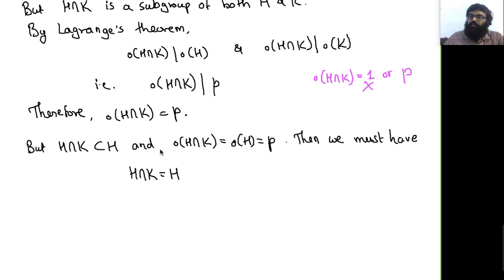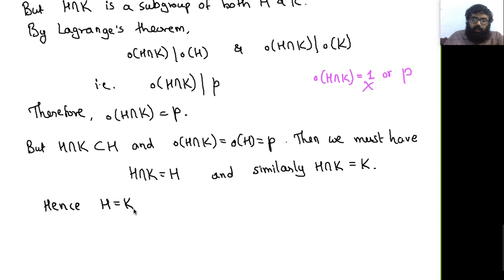So what is the difference? There is no element in H which is not in H intersection K. It has P elements, and all those P elements of H intersection K are here. No other element more than P elements here. So H intersection K equals H, and similarly H intersection K equals K, which also has P elements. So hence we can say that H equals K.